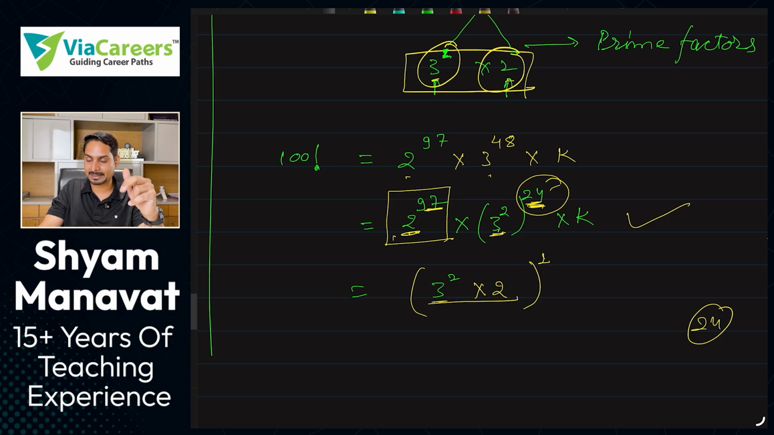ये 24 की जगह 25 नहीं हो सकता. It is not possible to be 25 because 3 square के तो 24 ही वैल्यूज है ना. Maximum power of 3 square is only 24, right? Did you understand? So once you reach up to here, then you can consider the smaller one.